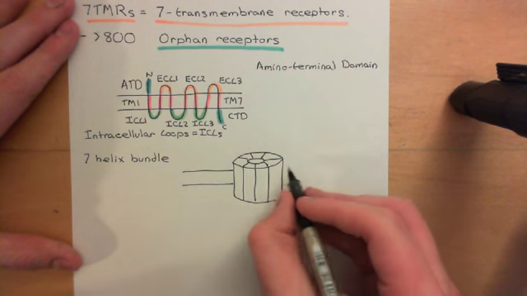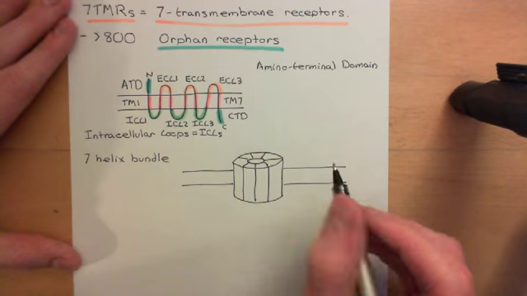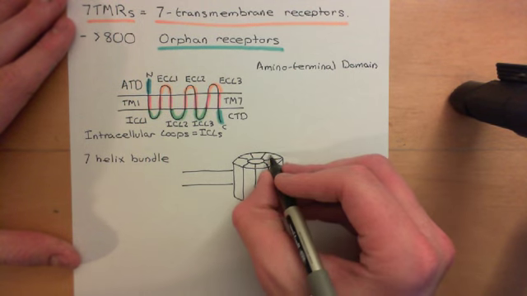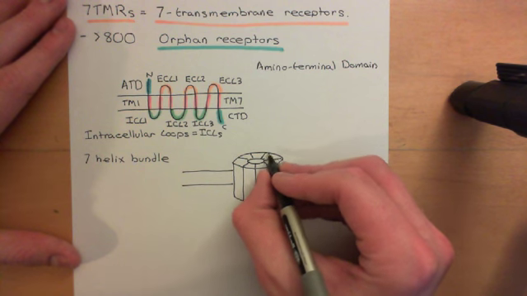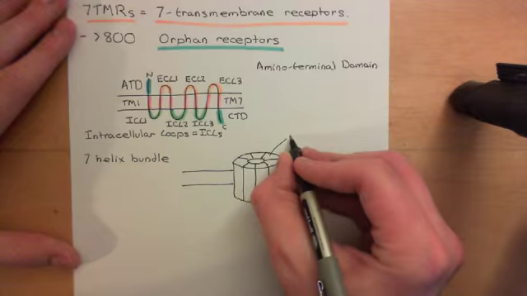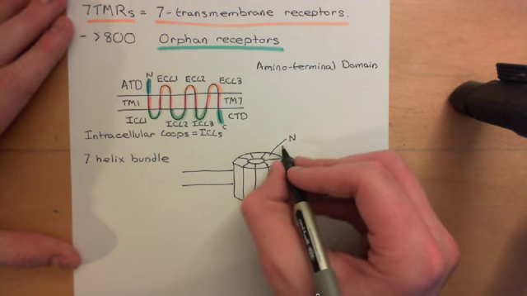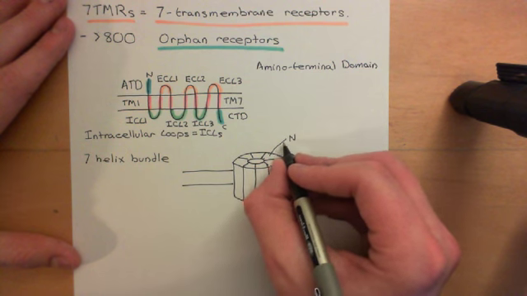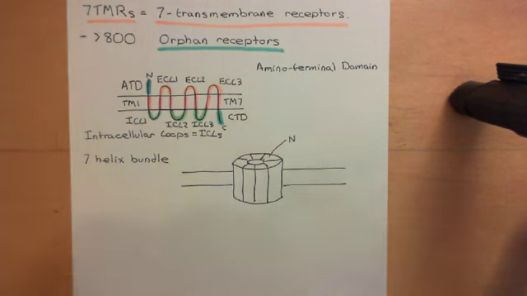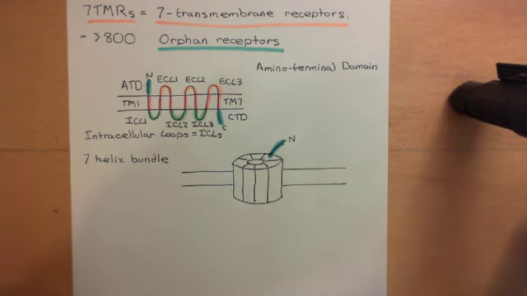Okay, so this will be sitting in the membrane like so. So now let's try and make this look more like this. So let's say that this alpha helix here is going to be the first alpha helix, so the amino terminal domain of the G protein coupled receptor will then be prior to that first transmembrane helix, so it will be here. So let's colour that in. So here in blue is the amino terminal domain.